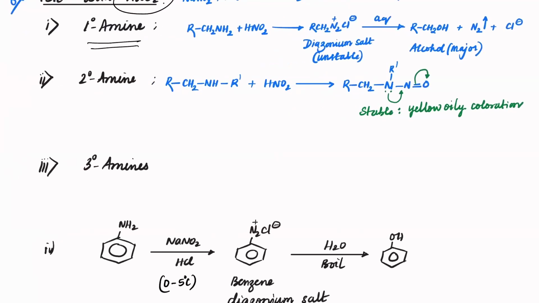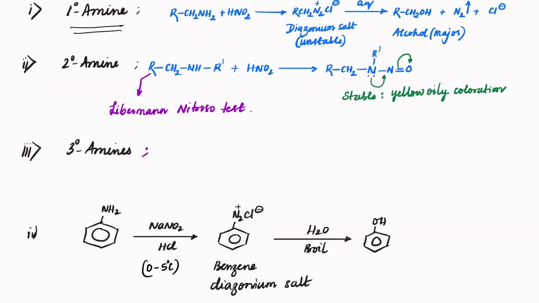So therefore this is a test for 2 degree amines, and this is also called the Liebermann nitroso test. If you may remember, Liebermann nitroso test is used in two cases. One is for detection of phenol. Second is detection of 2 degree amine. In both the cases, we call it Liebermann nitroso test only. Okay. Third one is 3 degree amine.